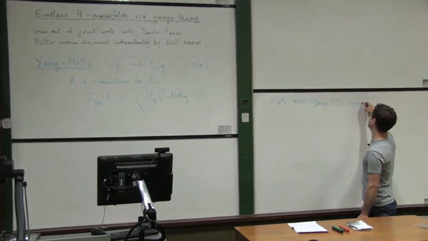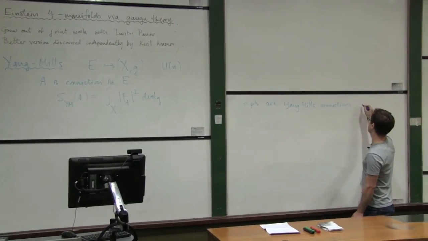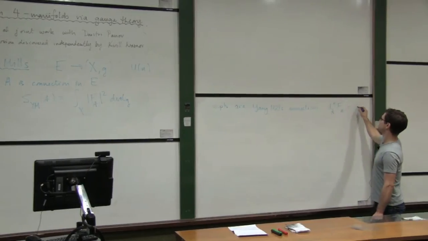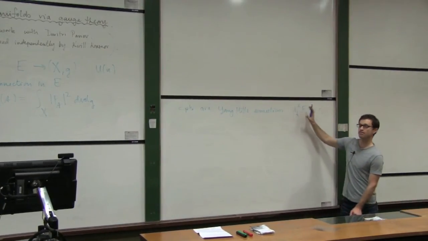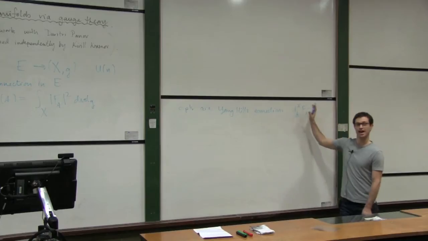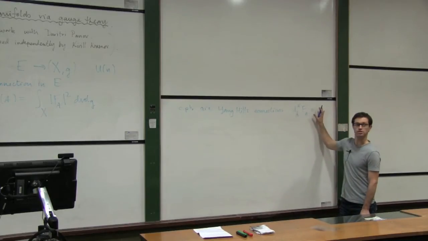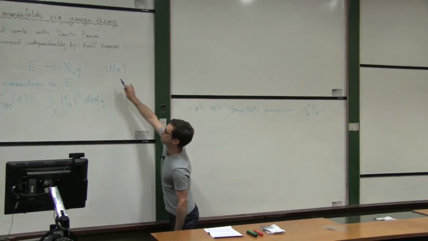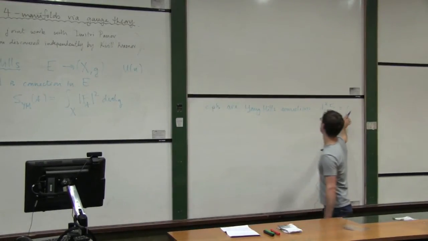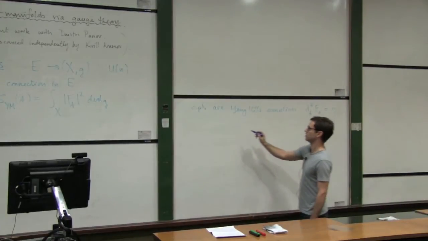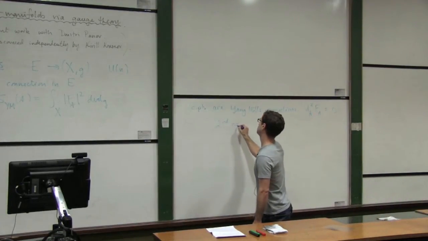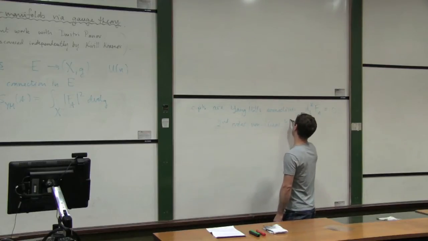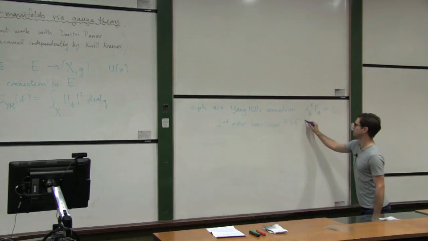The solutions are called Yang-Mills connections, and they solve the equation d_A star of F_A is 0. So you can think of this as saying that they have harmonic curvature. This is the analog in this situation of Maxwell's equations. But one important difference is that because this group, when N is bigger than 1, is non-abelian, this is now a non-linear equation in A. So it's a second-order non-linear equation for A.